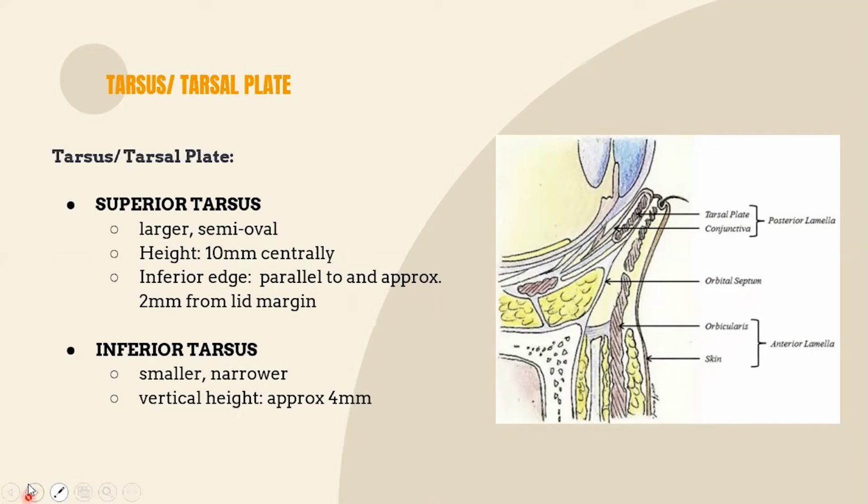This is divided into superior and inferior tarsus. The superior tarsus, which is larger, is semi-oval and approximately 10 millimeters in height centrally. Its inferior edge is parallel to and about 2 millimeters from the lid margin. The smaller inferior tarsus is narrower and approximately 4 millimeters in vertical height.